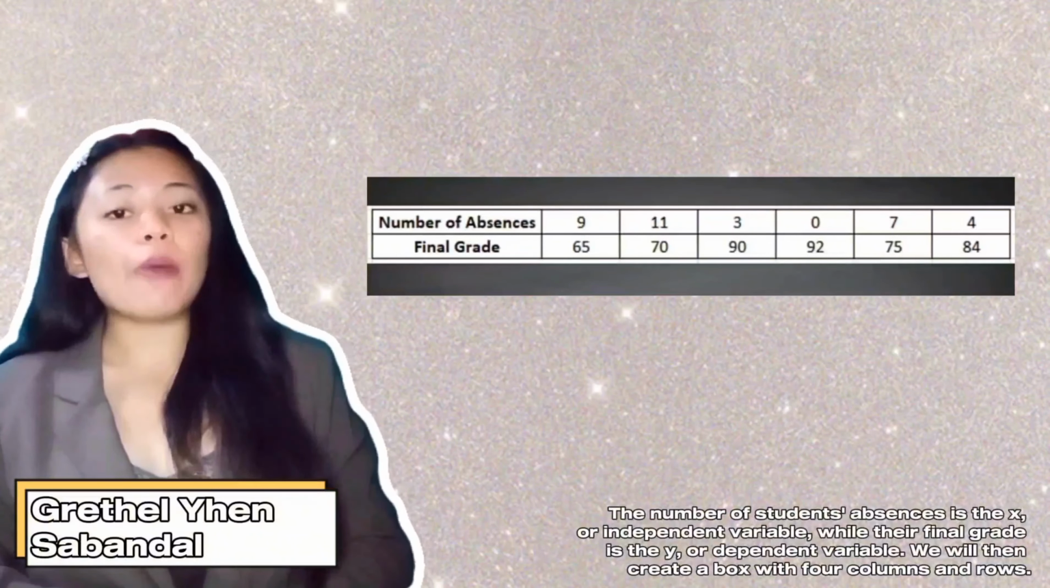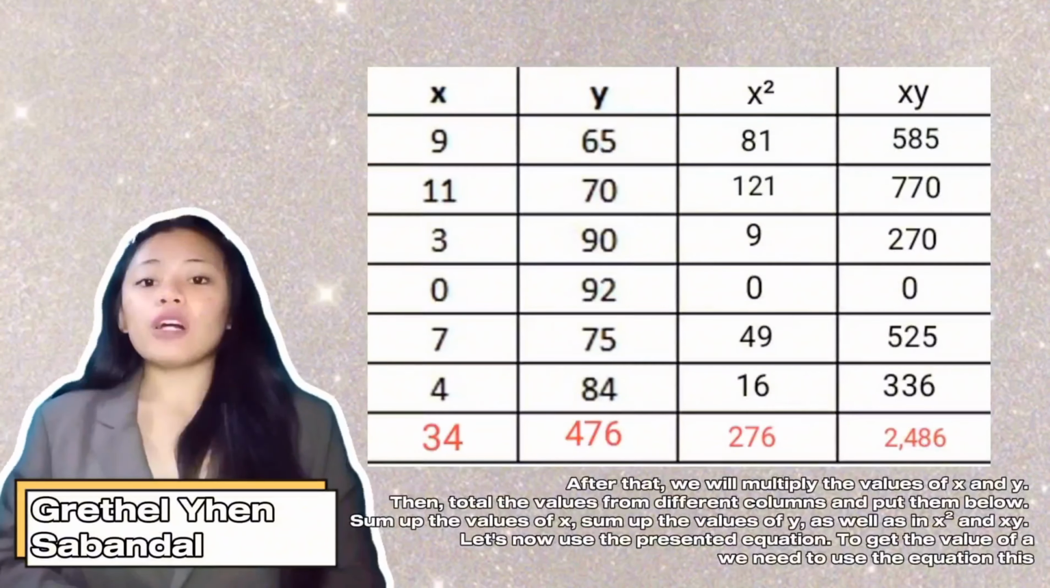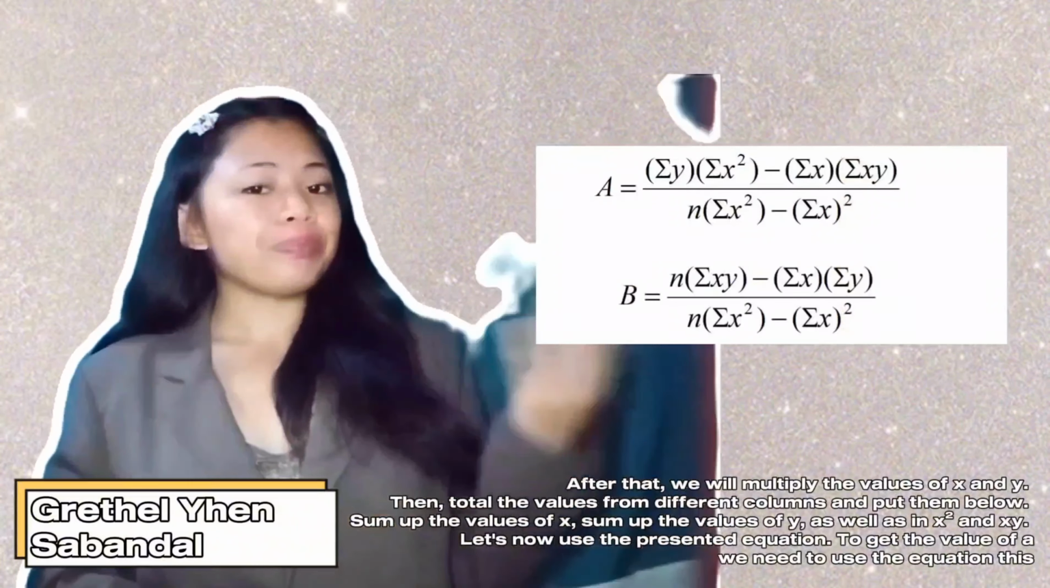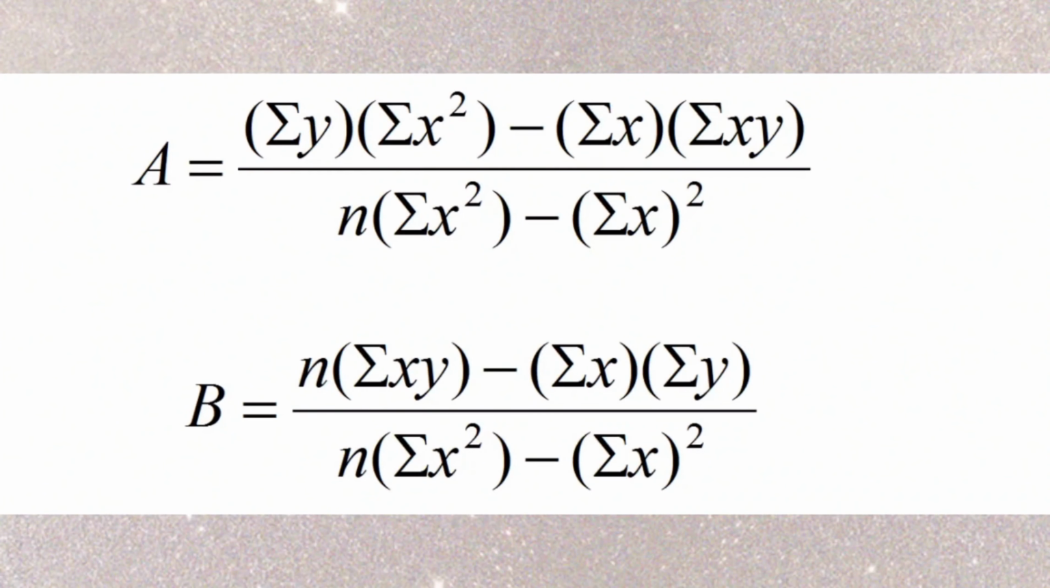Then, total the values from different columns and put them below. Sum up the values of x, sum up the values of y, as well as in x squared and xy. Let us now use the presented equation. To get the value of a, we will use this equation.